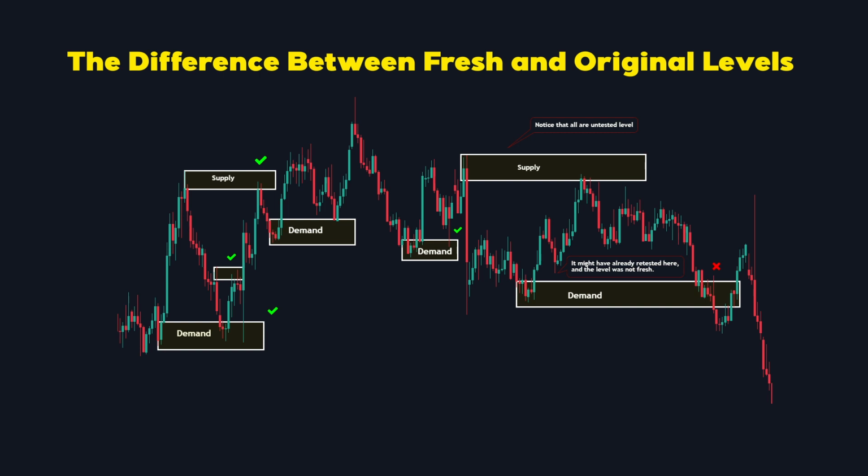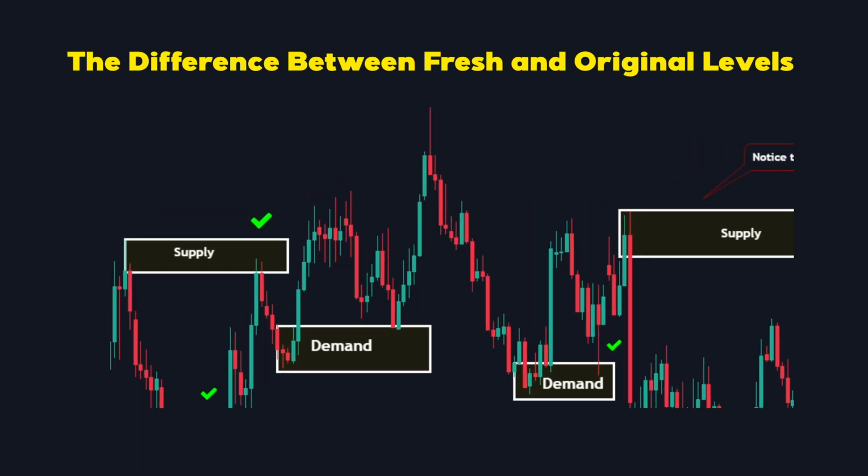Fresh and original levels. A fresh level is a supply or demand zone that price has not tested yet. When we trade supply and demand strategy, we focus on trading fresh levels. These levels have a high probability of success as more unfilled orders are still waiting for price to retrace back to the zone and fill them.